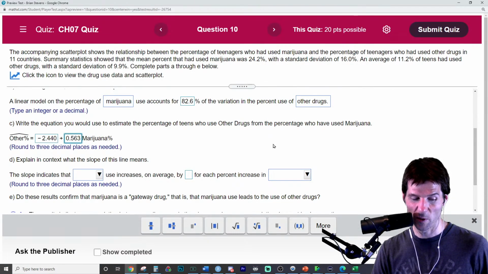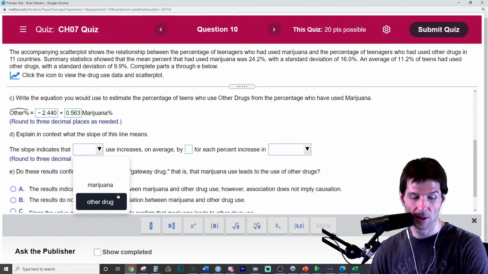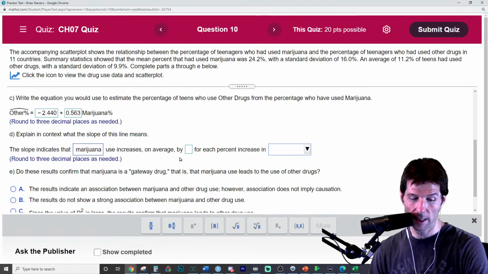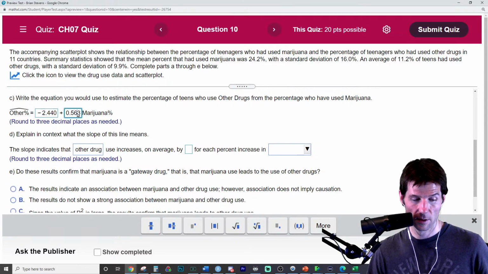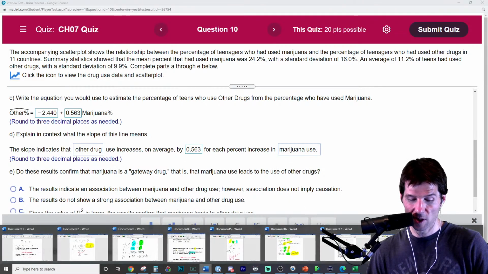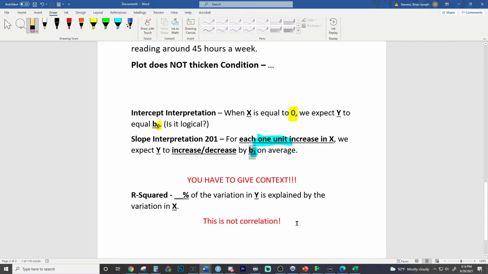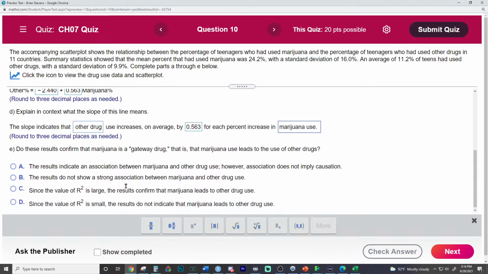Class is starting soon, so I'm going a little quickly. Explain in context what the slope means. The slope indicates that as marijuana usage increases, on average, other drug usage increases by this amount for each percentage increase in marijuana usage. I don't love this interpretation. I'm going to show this here really quickly, and do know these. Put these on cards, practice these. For each 1 unit increase in X, we expect Y to increase by B1 on average. When X is equal to 0, we expect Y to equal B0. Is that logical? Good practice right there.